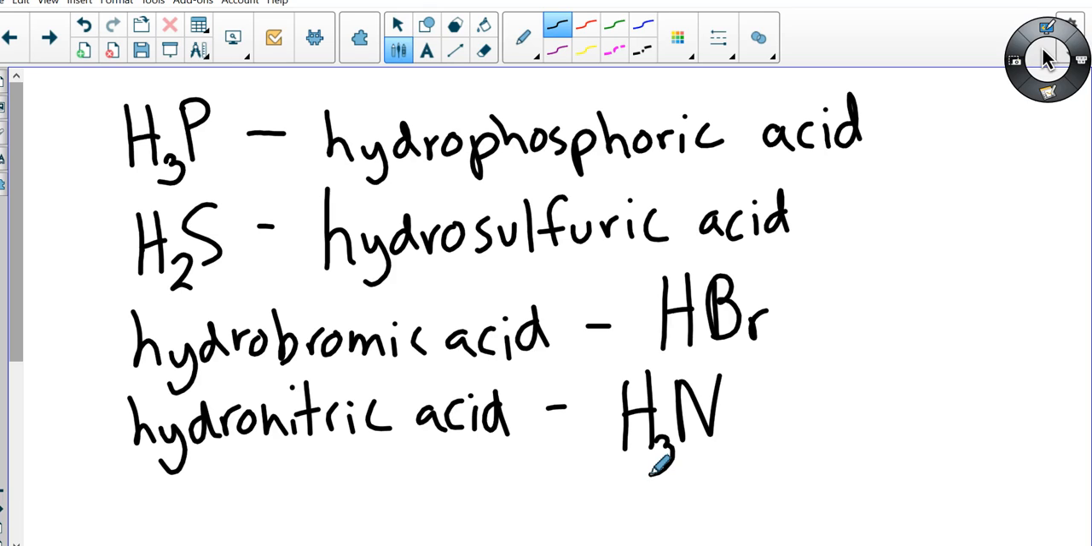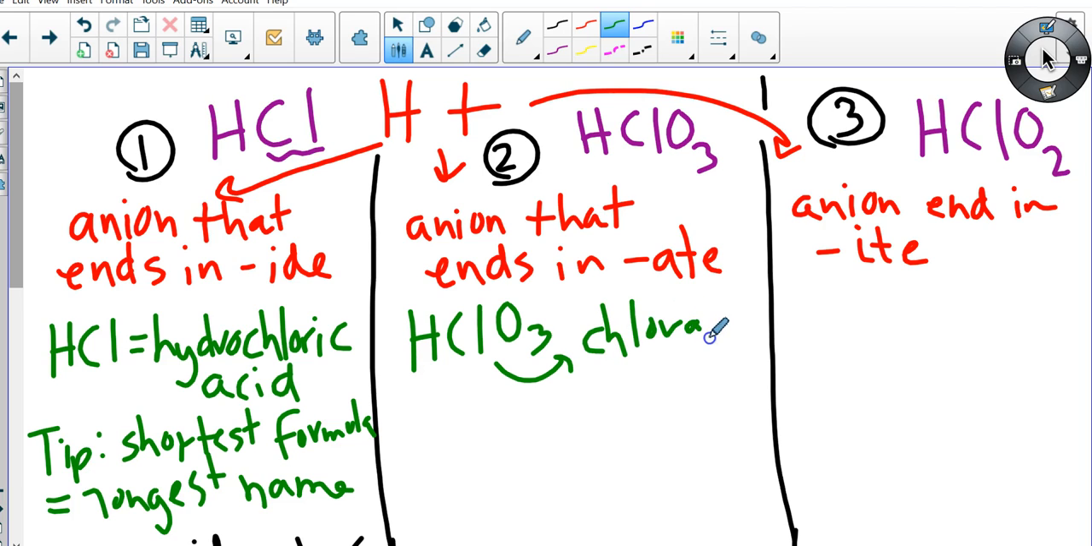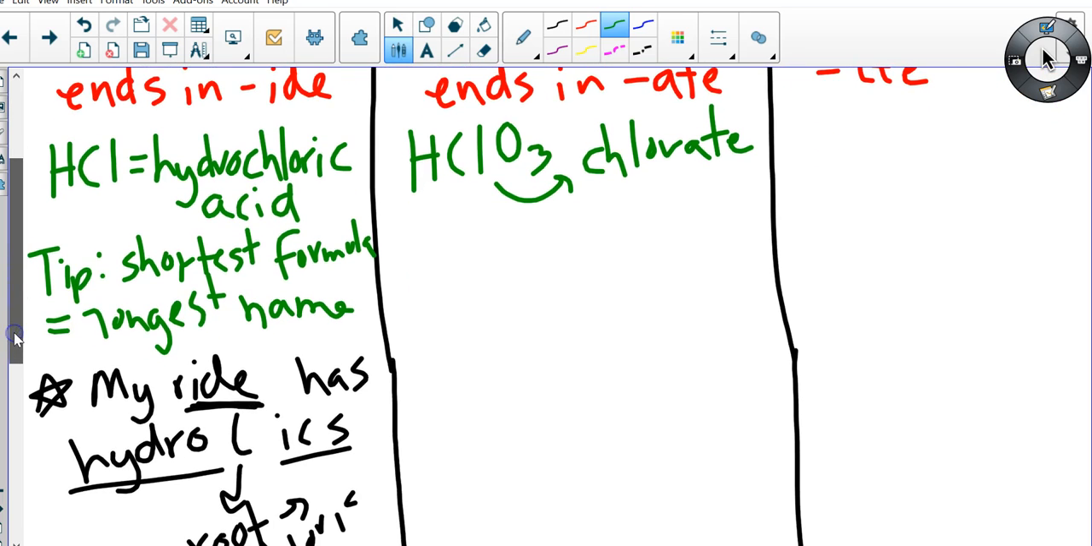So far, so good. Let's go back to the chart. Okay, these are actually easier because you don't have to write as much for the name. For an anion that ends in ate, let me give you the example again. HClO3, okay, this is chlorate. So you have to be able to look at the formula and go, okay, what am I looking at? So this is how you're going to remember this one.